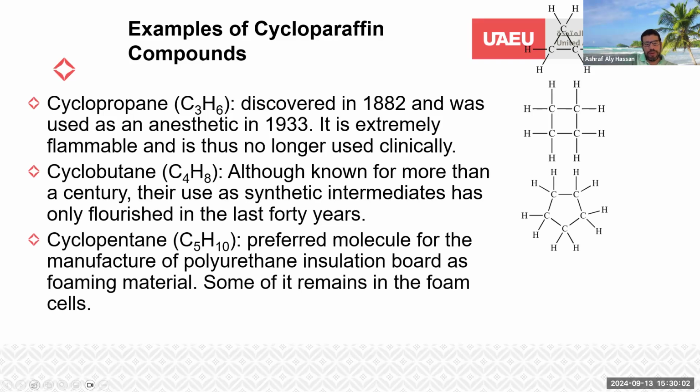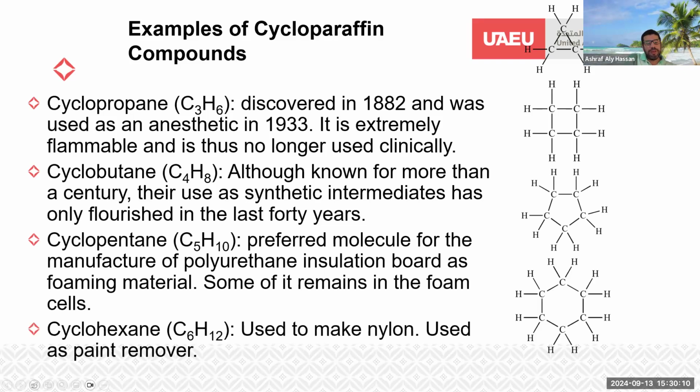Cyclopentane, C5H10, is the preferred molecule for the manufacture of polyurethane insulation board as a foaming material. Finally, cyclohexane is used to make nylon and used as paint remover. So that was the cycloparaffin.